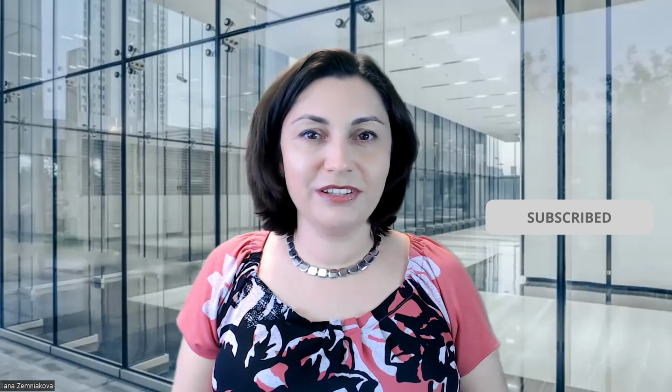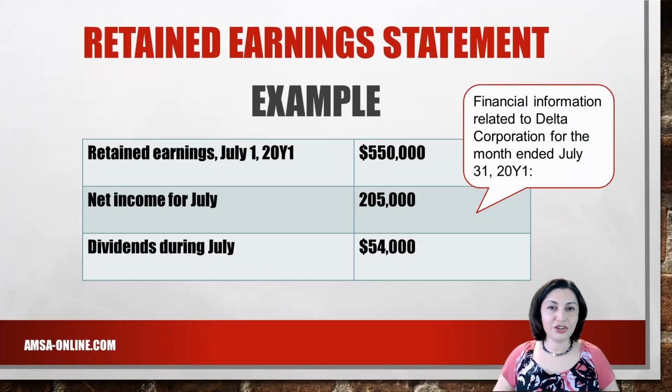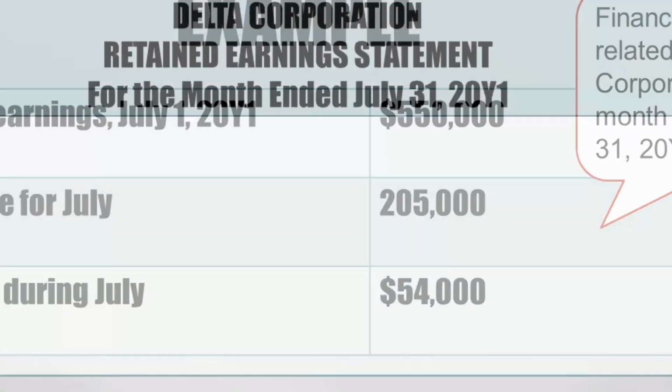Now let's prepare the statement of retained earnings. Financial information related to the Delta Corporation for the month ended July 31st, year 1, has been provided. We are required to prepare a retained earnings statement for the month ended July 31st, year 1.